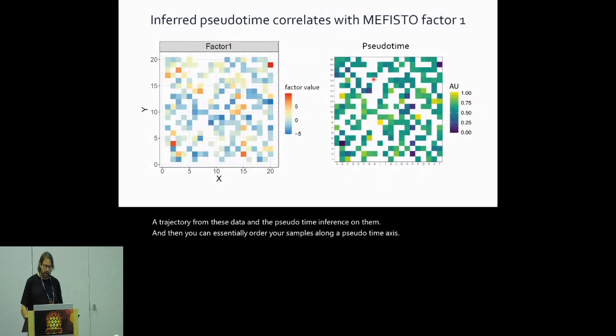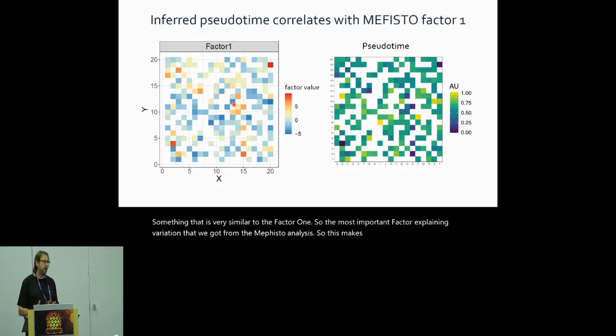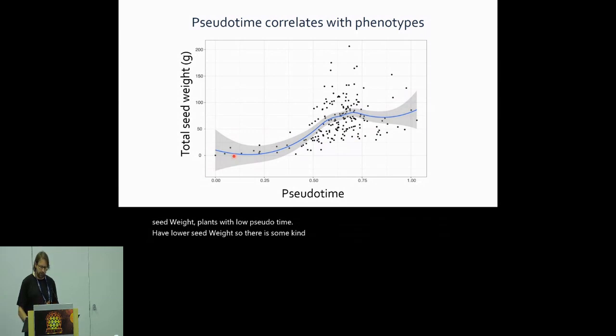And when we do this and we plot the pseudo-time of the different plants in the field, we get essentially something that is very similar to factor 1, so the most important factor explaining variation that we got from the Mefisto analysis. So this makes sense. Pseudo-time captures a lot of variation happening in the field. And we know that this is pretty highly correlated to transcriptomes, but also to phenotypes. So if you plot, for instance, the total seed weight as a function of pseudotime, you see that plants with high pseudotime generally have higher seed weight. Plants with low pseudotime have lower seed weight. So there is some kind of gradient in this field.